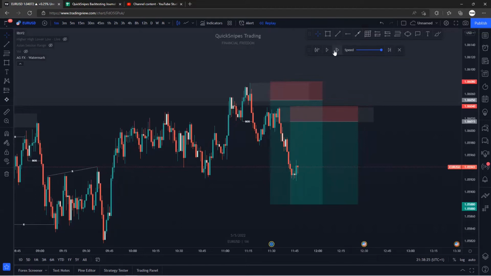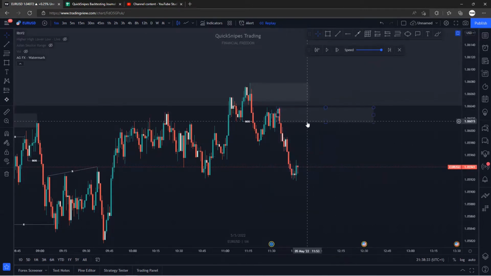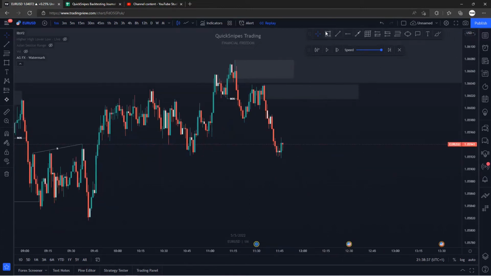Okay, we've broken structure. Now, these trades are both invalid. Why? Because there's order blocks formed which broke the structure. So let me get rid of this. I'm going to keep the zones up actually, just to show you guys. And then this would be my order block. This is where I'm entering, should price get there.